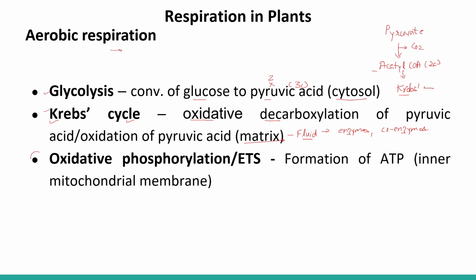So today we'll be focusing on the oxidative phosphorylation. Alright, we'll be discussing the electron transport system or the electron transport chain here, and we will be discussing the terminal oxidation. So oxidative phosphorylation is the formation of ATP, and it takes place in the inner mitochondrial membrane.